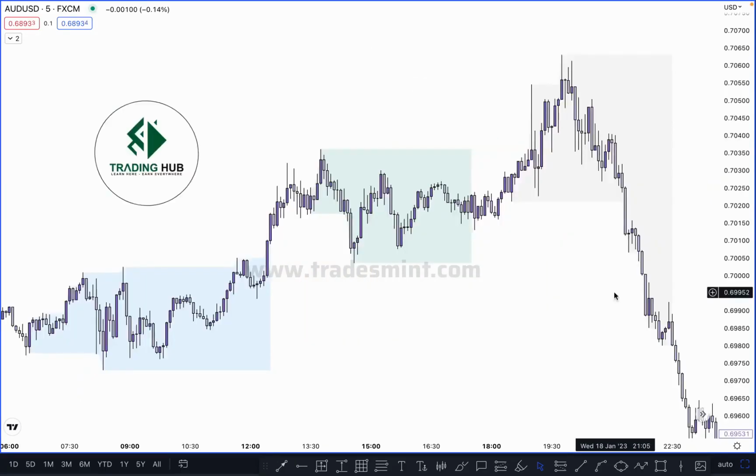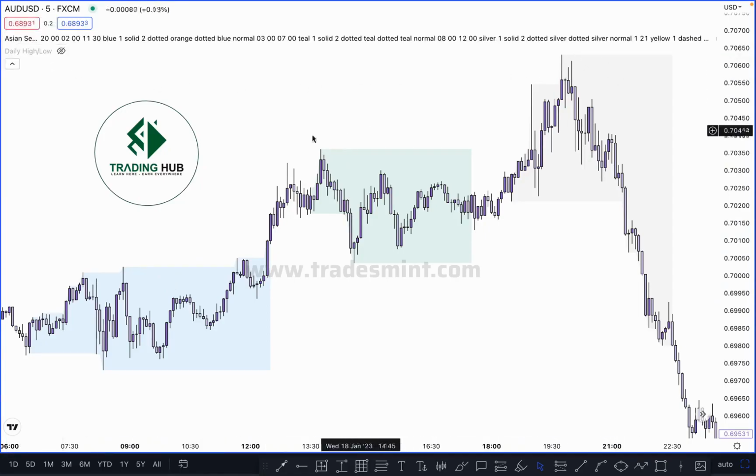So this is our AUD/USD chart in a 5-minute time frame, and you can apply this to any currency pair. I'm talking about the forex market only. This one is our Asian session, the next one is our London, and the third one, the gray one here, is the New York session.